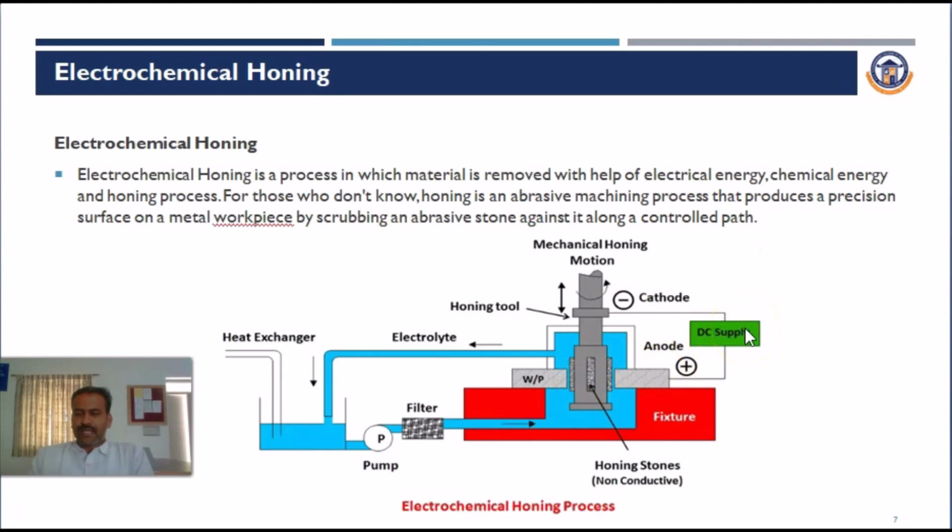Once we energize the electric supply, the workpiece and the honing stone maintain a very minimum gap, and automatically the electrolyte is in between the workpiece and tool. Due to the erosion and corrosion, the metal will be removed from the workpiece using these honing stones. This is the electrochemical honing process.